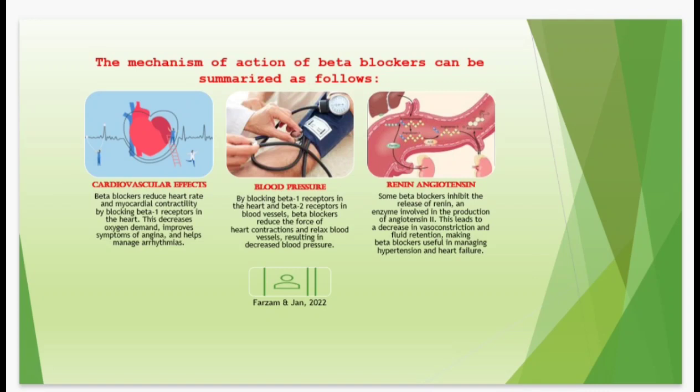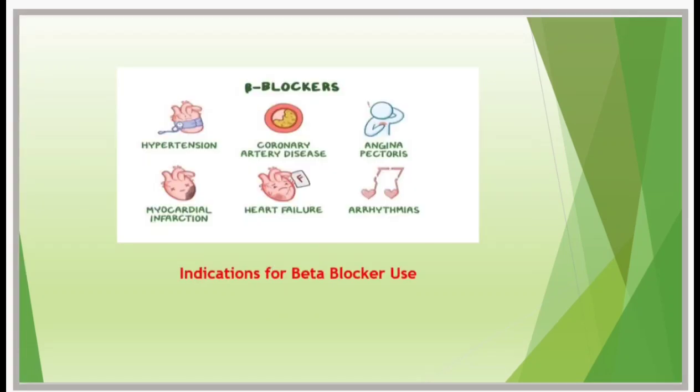Second is blood pressure regulation. By blocking beta 1 receptors in the heart and beta 2 receptors in blood vessels, beta blockers reduce the force of heart contractions and relax blood vessels, resulting in decreased blood pressure. Third is renin-angiotensin-aldosterone system suppression. Some beta blockers inhibit the release of renin, an enzyme involved in the production of angiotensin II. This leads to a decrease in vasoconstriction and fluid retention, making beta blockers useful in managing hypertension and heart failure.